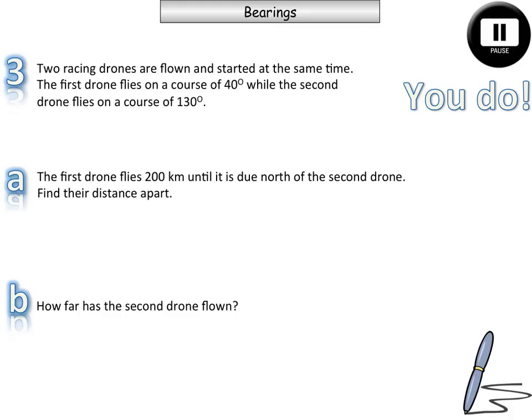Okay, pause the video at this time and answer the two parts based on this bearing question. You'll need to create your diagram, draw it, and put in the relevant parts. Okay, so the first part is close to 14 kilometres, and for the second part, it is flying on a bearing of 321 degrees. How did you go with those two?